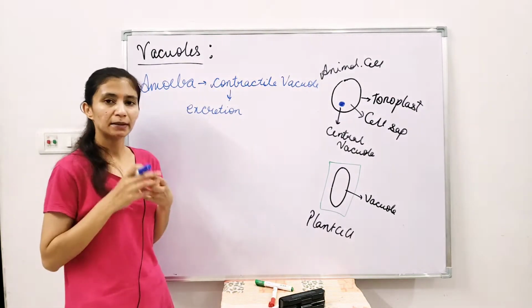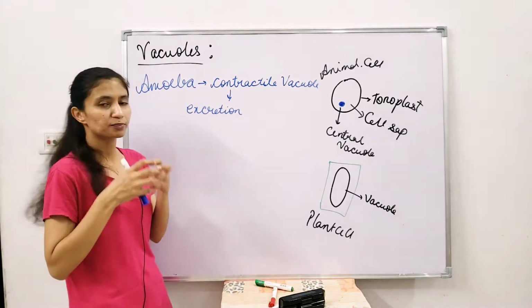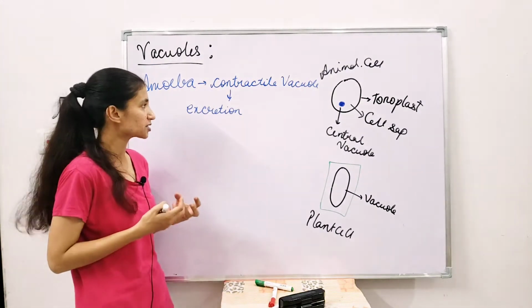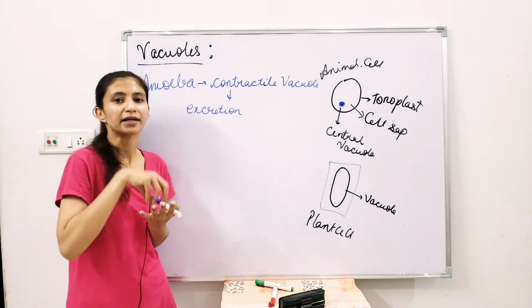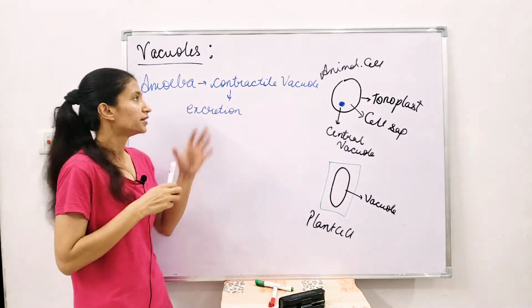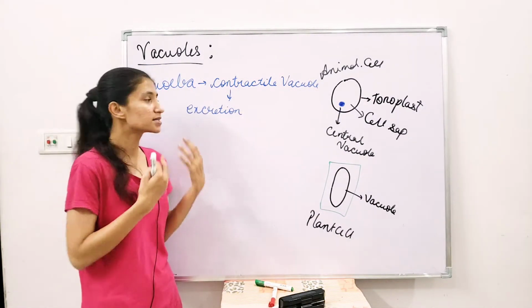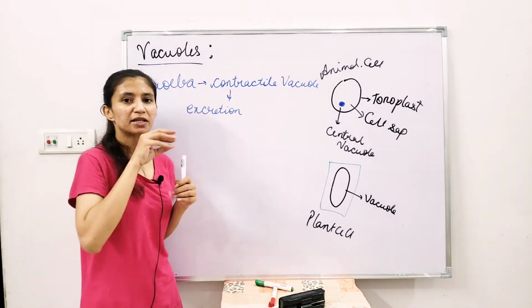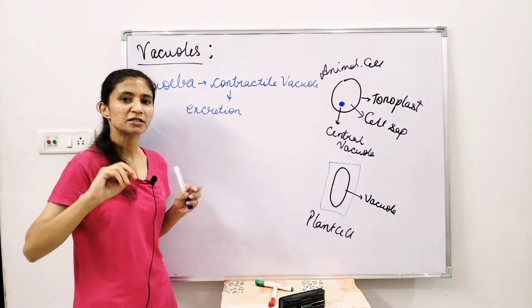Whenever the amoeba engulfs the food and it digests, because it is a single cellular organism, it proceeds with the digestion, and once the digestion is done, the waste material gets collected in a vacuole. That vacuole is called the contractile vacuole, and it provides the function of excretion, which means it will fuse with the membrane of the amoeba and throw the waste material out.